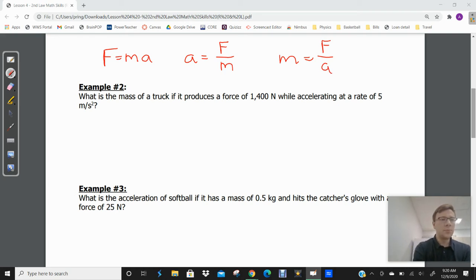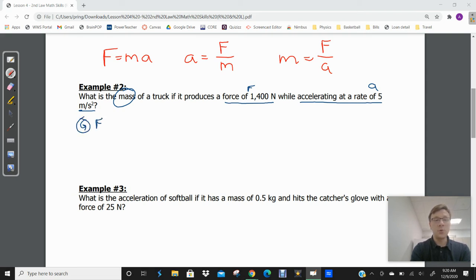Okay. So this time it says, what is the mass of a truck? So it's telling us what we're solving for right off the bat. What is the mass of a truck if it produces a force of 1,400 newtons? So there's our force right there, while accelerating at a rate of 5 meters per second squared. So there's our acceleration right there. So we'll jump into the GUESS method here and write down our givens.